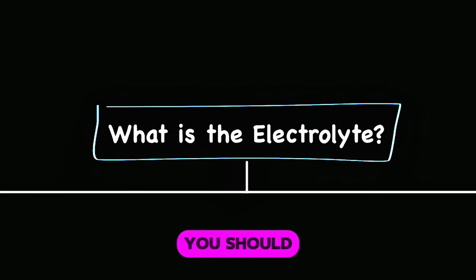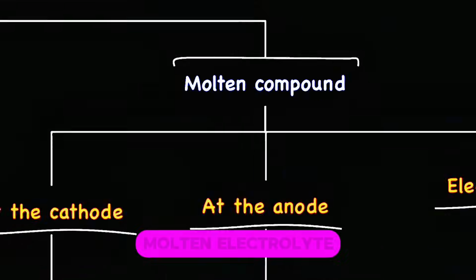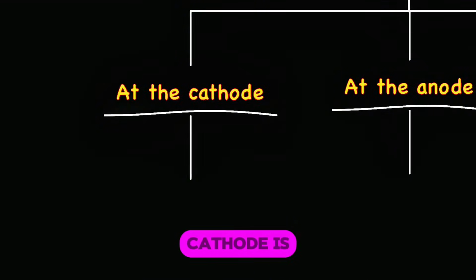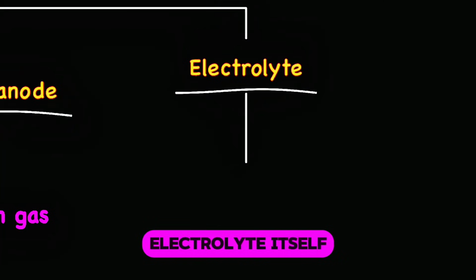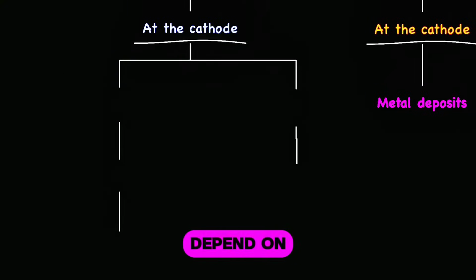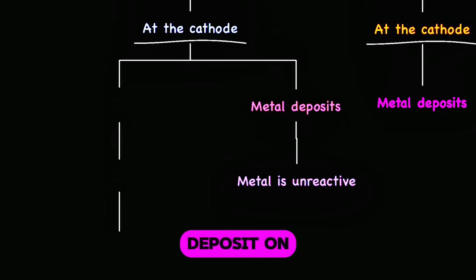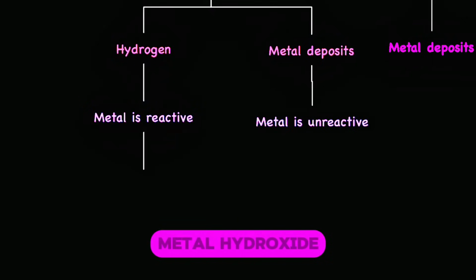The very first thing you should do is to identify the electrolyte. There are 2 types of electrolyte, aqueous and molten. In molten electrolyte, the product at the cathode is going to be the metal. You get gas at the anode and the electrolyte itself gets used up. For aqueous electrolytes, products at the cathode depend on the reactivity of the metal. If the metal was low in reactivity, such as copper or silver, you get a metal deposit on the cathode. For reactive metals such as sodium or potassium, you get hydrogen and the electrolyte becomes metal hydroxide.